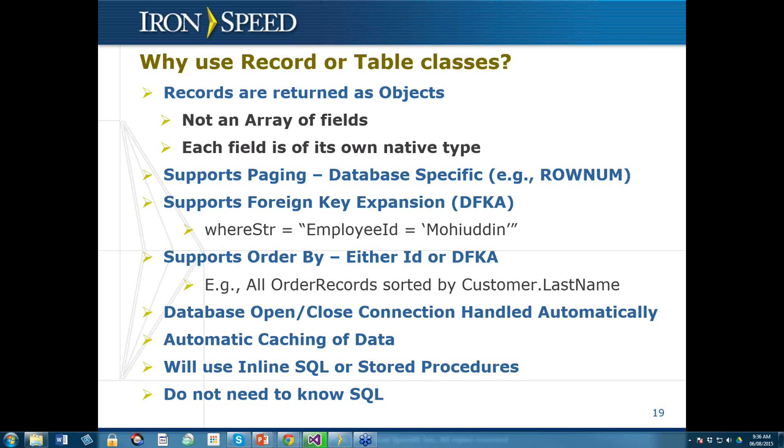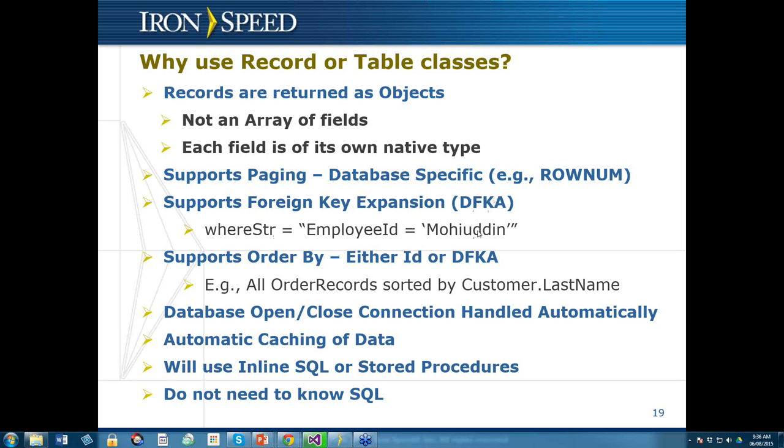Supports foreign key expansion. Basically, when you use the Iron Speed object model, I can do a where string where employee ID equals a name, enclosed in quotes. So that tells me that it's a string. Iron Speed parses that and figures out that it should actually be employee name or employee last name. It all depends on what the construct is in the data access layer for the display foreign key as. So that's actually pretty powerful that you can do that.